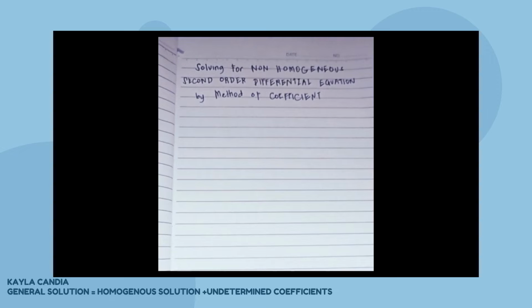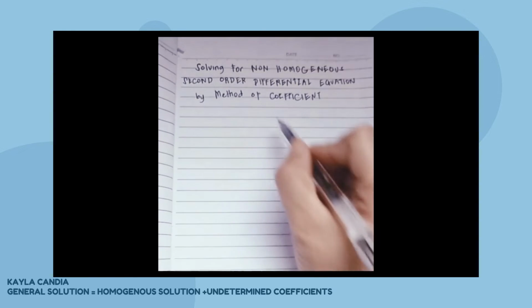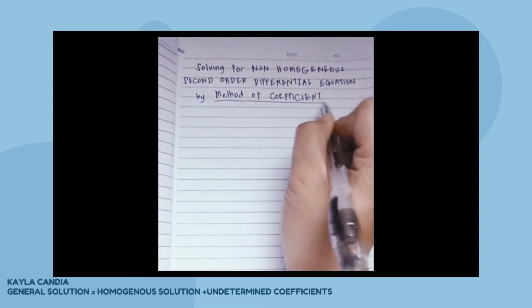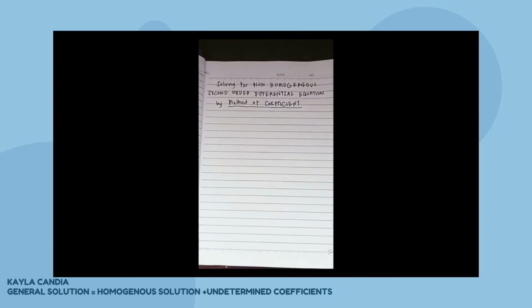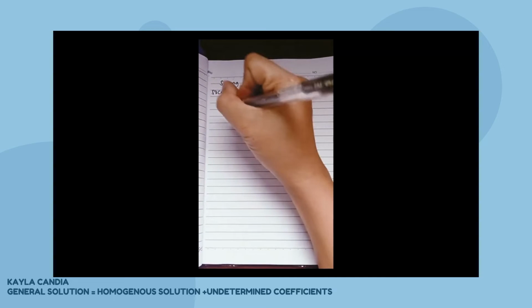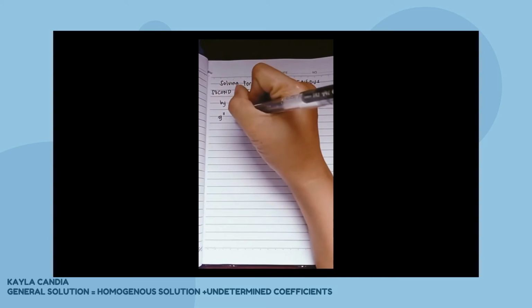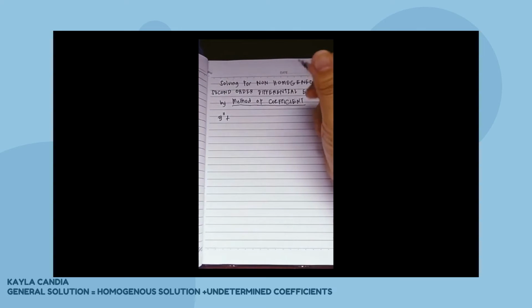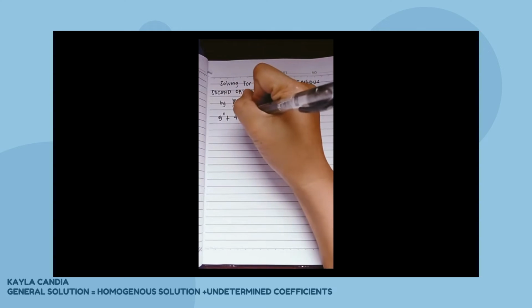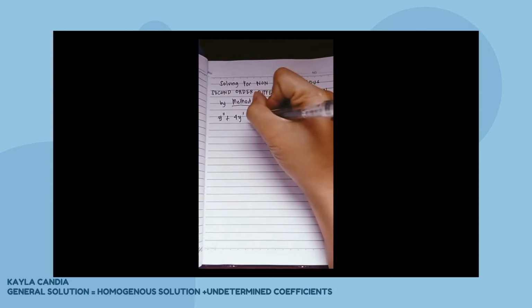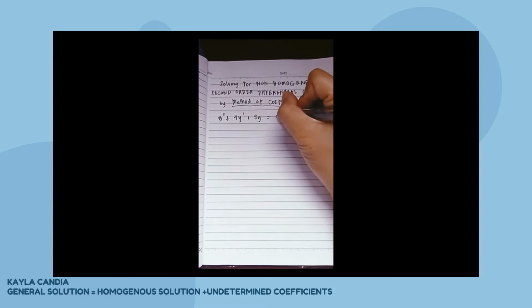For today's video, I'm going to give you an example for solving a non-homogeneous second order differential equation with the use of the method of undetermined coefficients. So let me give you an example. Say we have y double prime plus 4y prime plus 3y equals 6.